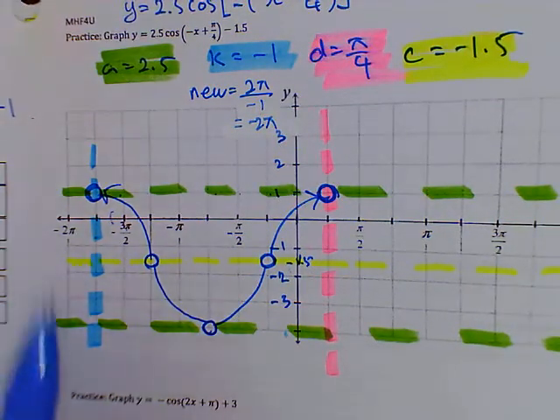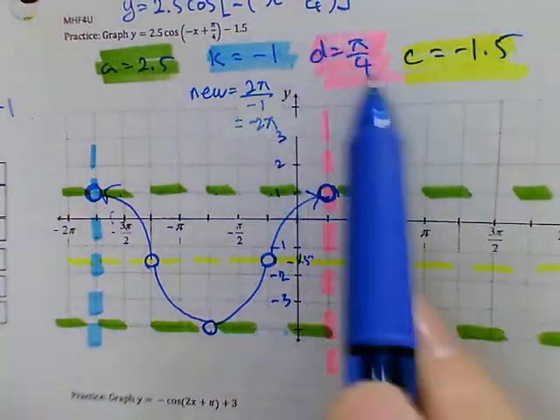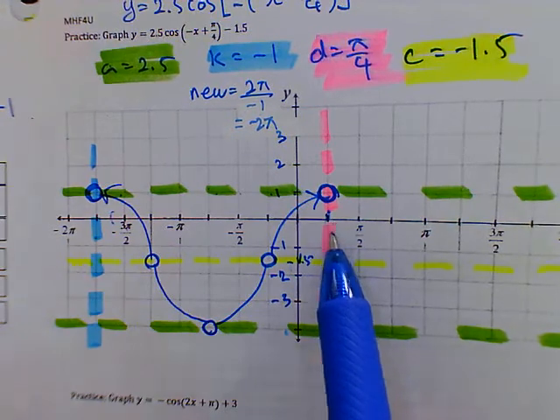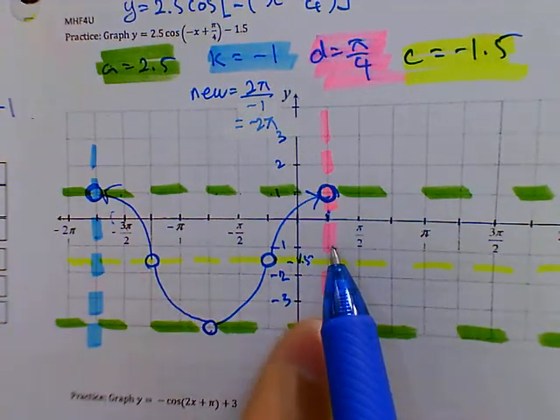Oh, why is it not at 2 pi? Oh, because there is a shift. I start 1 box to the right, and then I have to count 8 boxes. I have to count 2 pi from there.